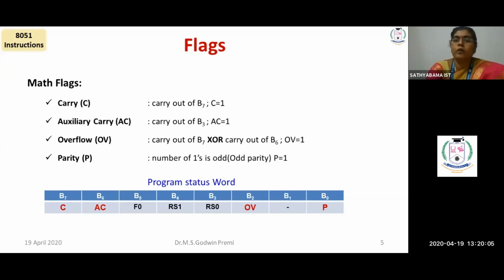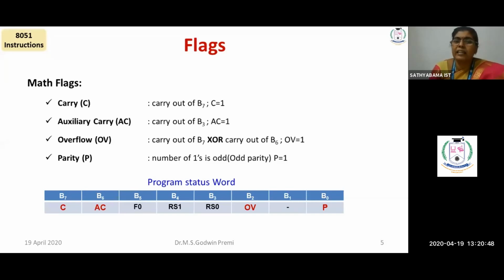The flags are present in the program status word of the 8051 microcontroller. There are 4 math flags. Those are what we are going to discuss. The first one is the carry flag. The carry bit exits out of B7. So B0 to B7 we can see. If there is a carry out of bit 7, then the carry flag will be set to 1. The status of the program status word can be obtained by looking at B0 to B7. B7 represents the carry bit. If the carry bit is 1, that means there is a carry out of bit 7.